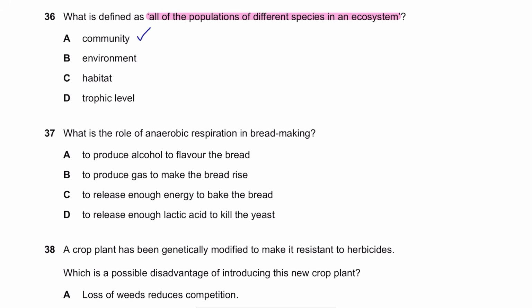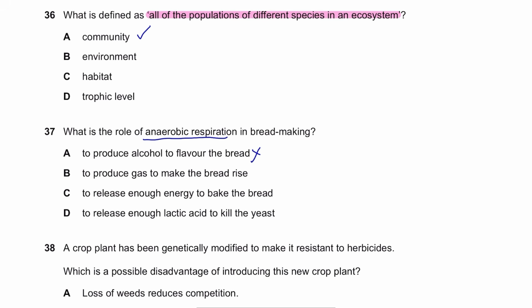Question 37. What is the role of anaerobic respiration in bread making? To produce alcohol to flavor the bread. No, you actually use up alcohol, so no. To produce gas to make the bread rise. Yep. As a product of anaerobic respiration, carbon dioxide will be produced, and this is the gas used.